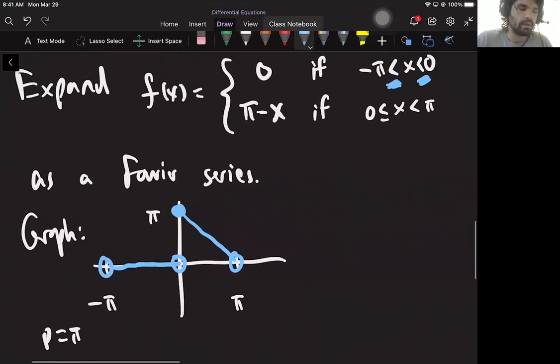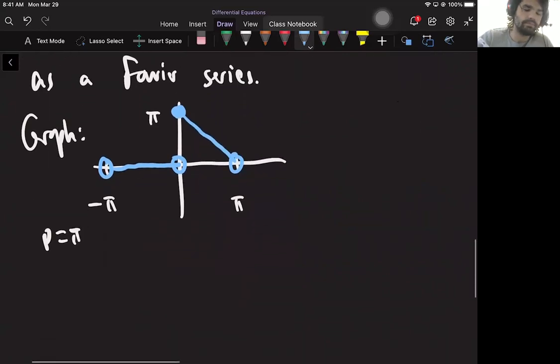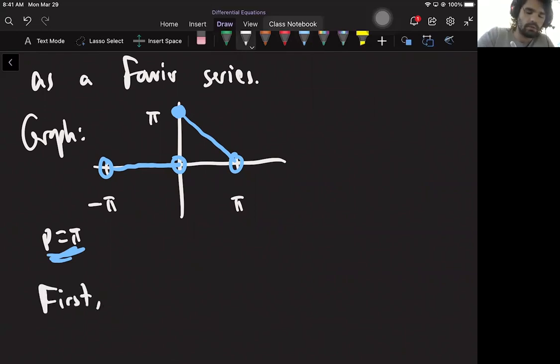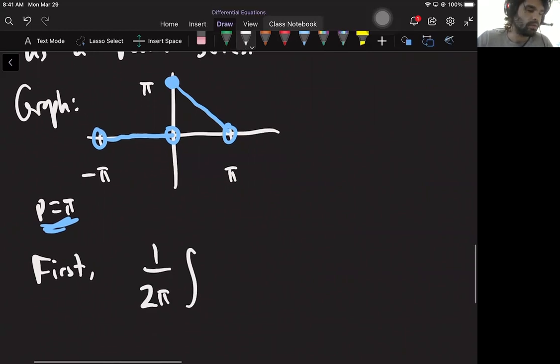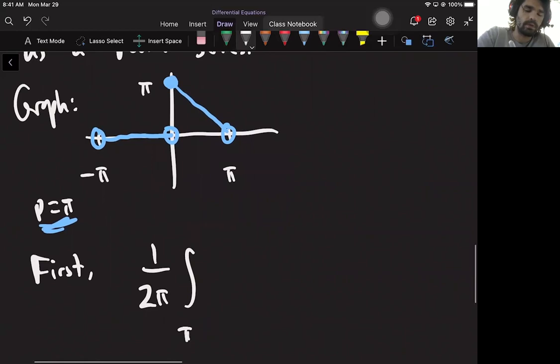And now we're going to write down the Fourier series for it. And we know p is pi. Okay, so what we're going to do is calculate each piece of the Fourier series. So first, let's do that integral up in the very first spot. So that's this one here.